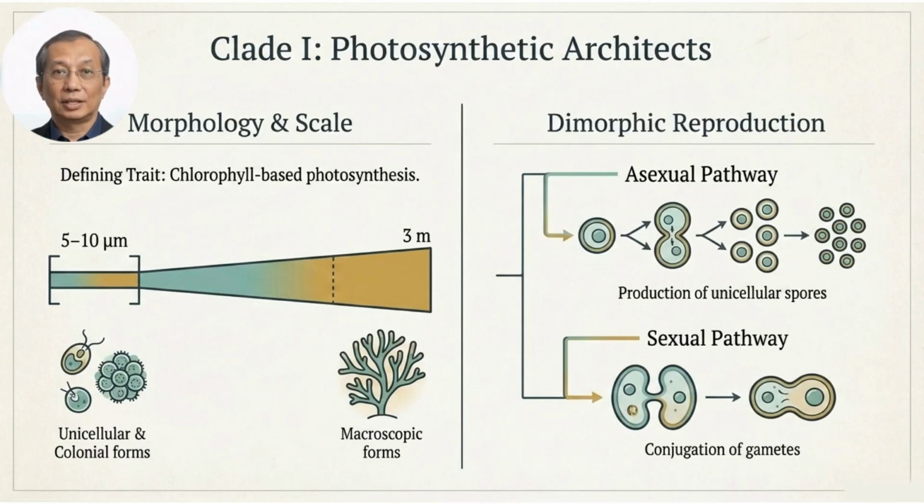Our first major clade focuses on the photosynthetic architects, primarily encompassing various forms of algae. These organisms exhibit a wide range of morphology and scale, from microscopic 5-10 micrometer unicellular forms to macroscopic structures reaching up to 3 meters. They reproduce through dimorphic means, utilizing both asexual reproduction via unicellular spores and sexual reproduction through the conjugation of gametes.